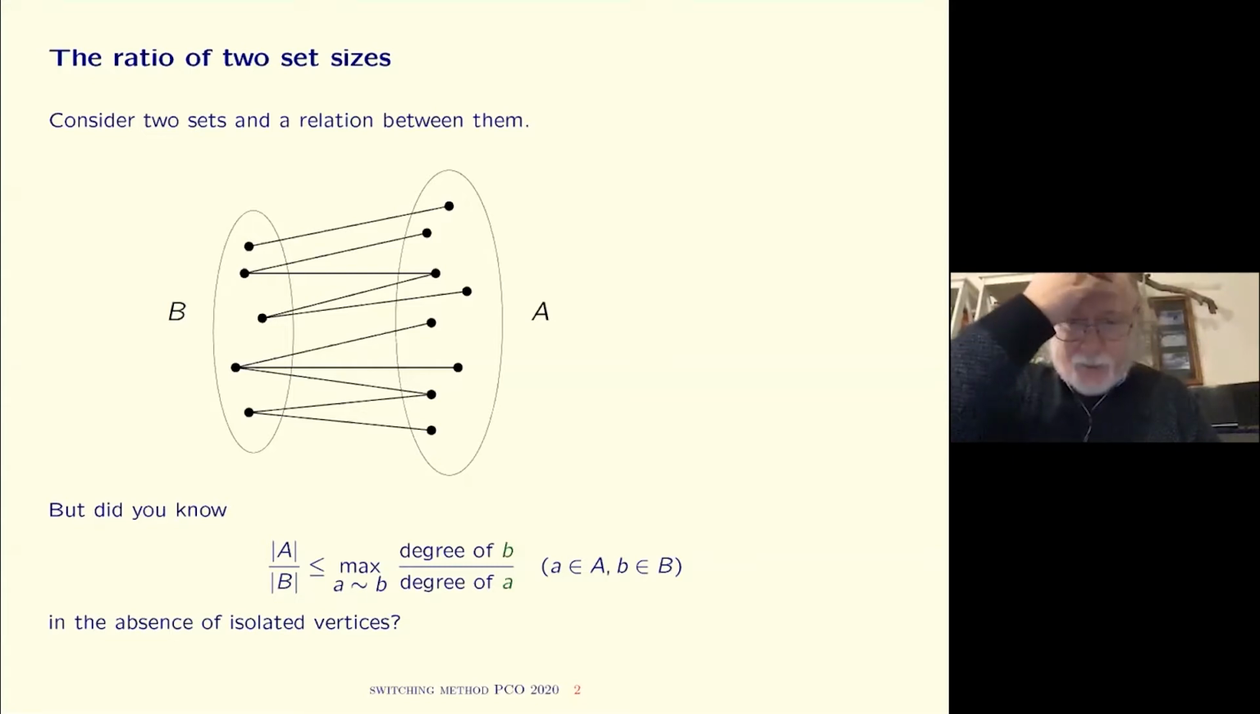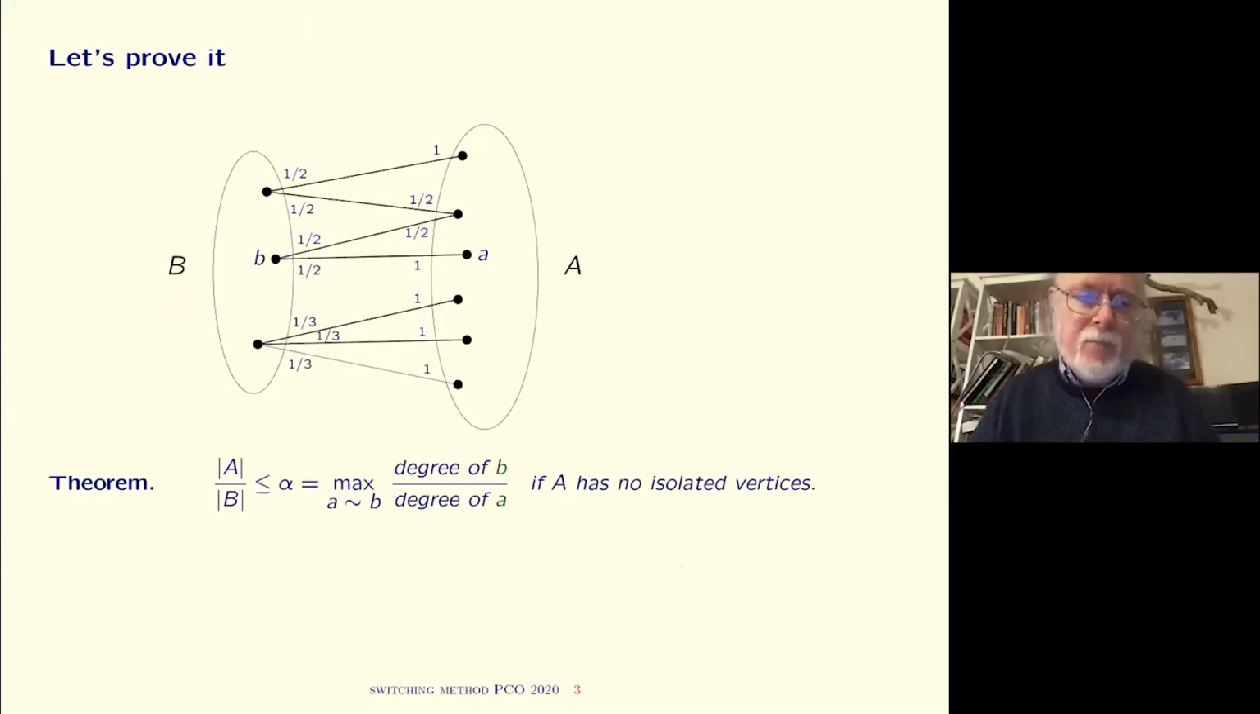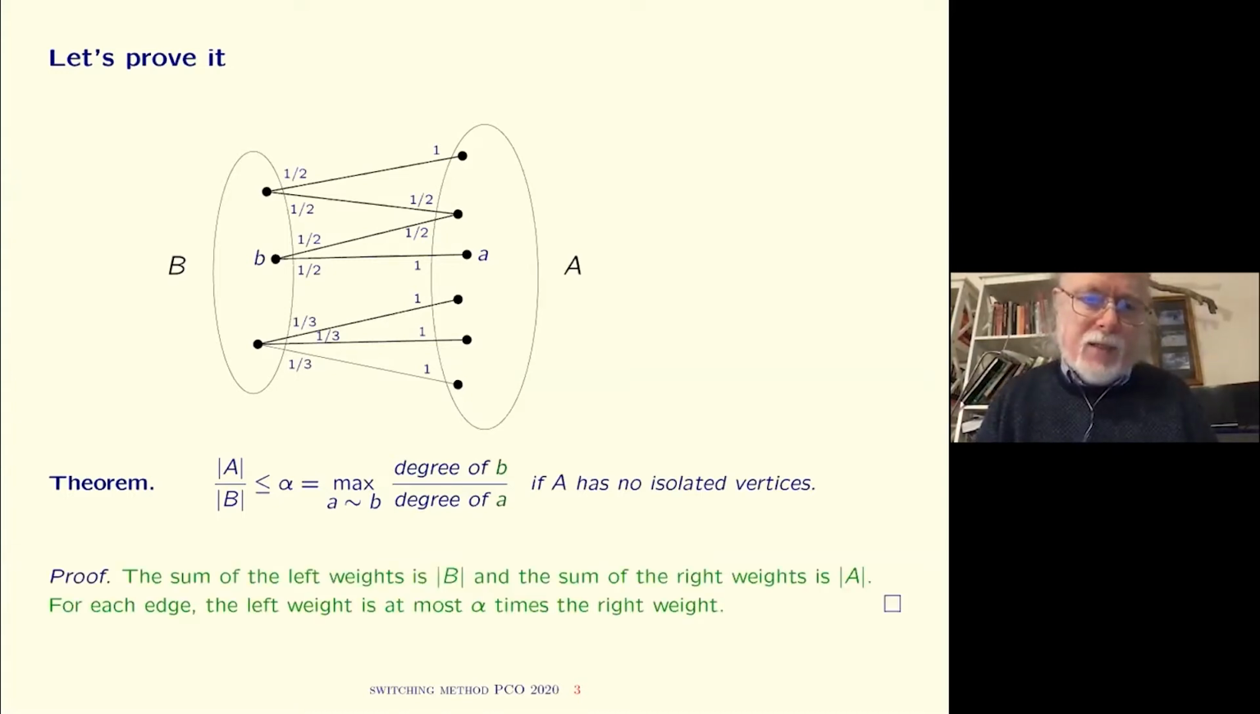When I tell this to people, I'm often met with disbelief, but let's prove it because it's very elementary. You take your two sets and you give a weight to each edge, which is the reciprocal of the degree at each end. Every edge has got a left weight and a right weight, according to the picture. Now you can see that the left weights add up to the size of B and the right weights add up to the size of A. And yet for every edge, the left weight is at most alpha times the right weight, where alpha is the maximum ratio.